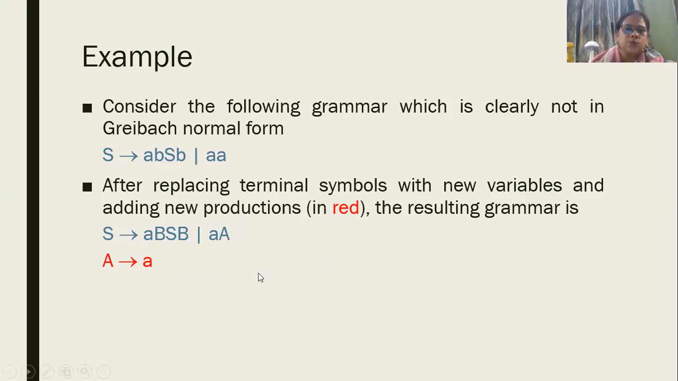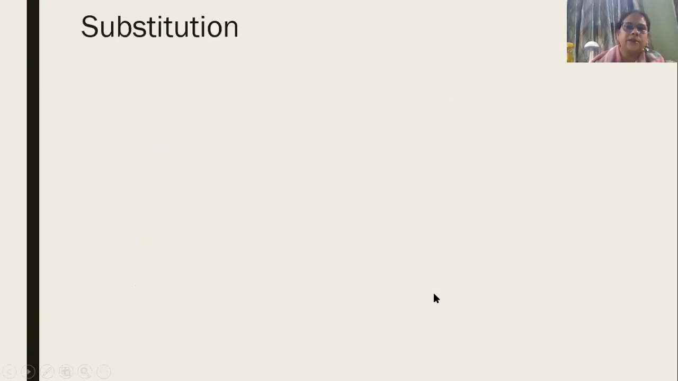A derives small a and B derives B. Such an example is fairly simple and straightforward to solve. Let us look at another example.